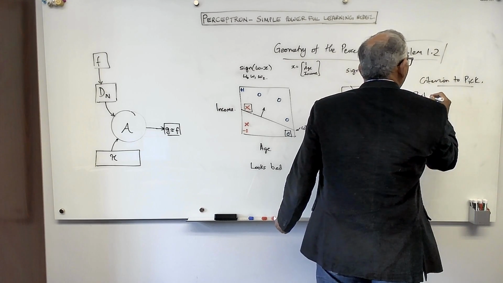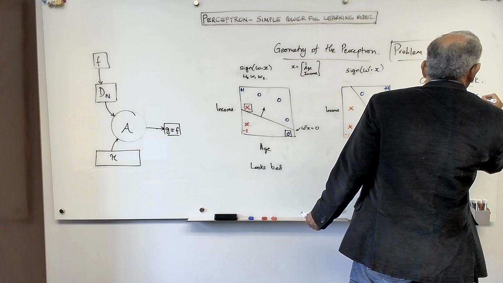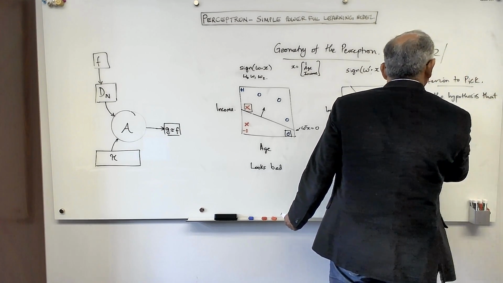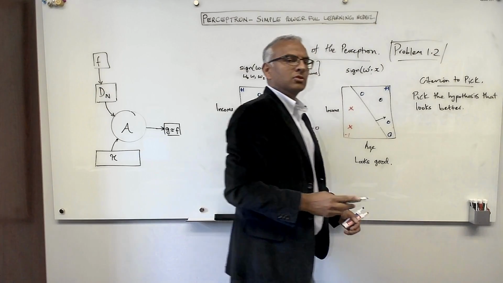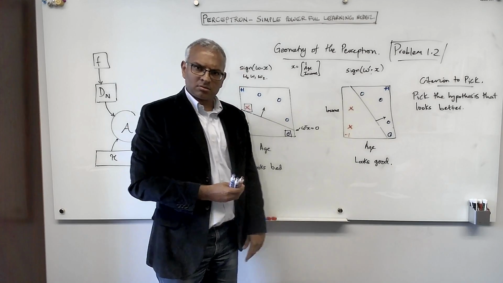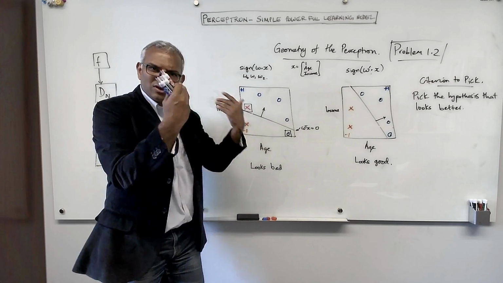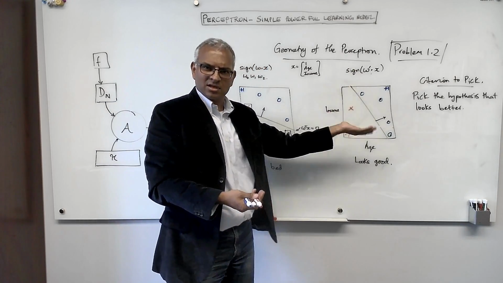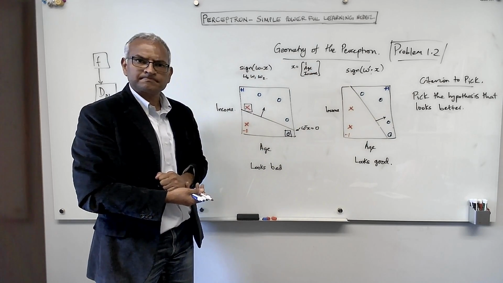Pick the hypothesis that looks better. Okay, so in other words, when we talk about looks, we mean how does it compare with the data? How does it look with respect to the data that you have? And when you have data, it's natural to pick this guy because it agrees with the data. This guy doesn't agree with the data. So that's the criterion. Okay.